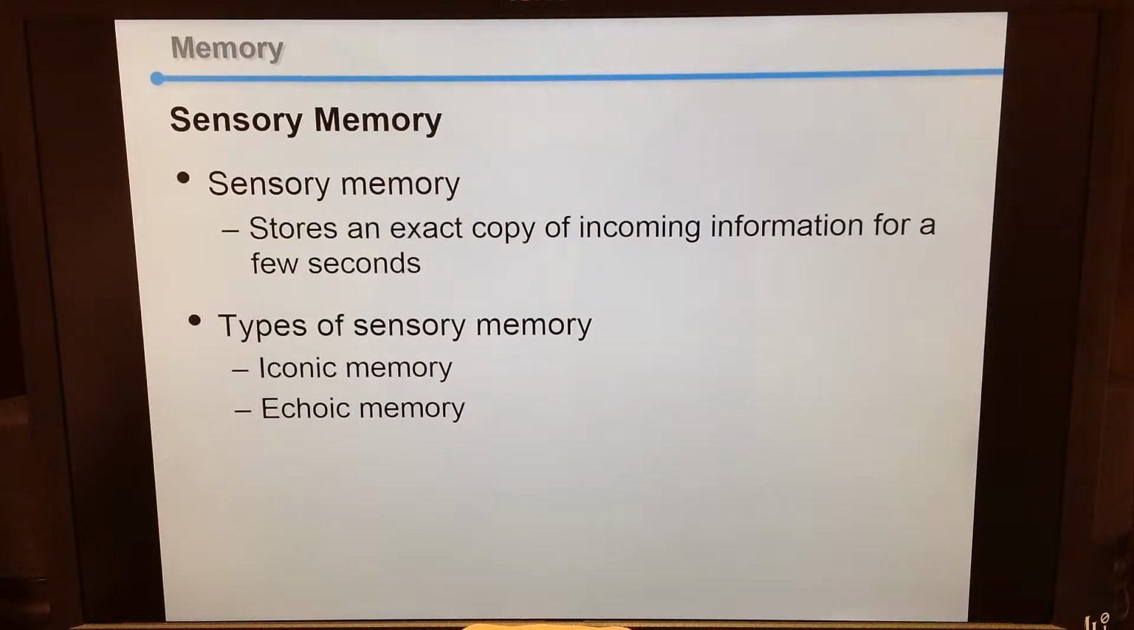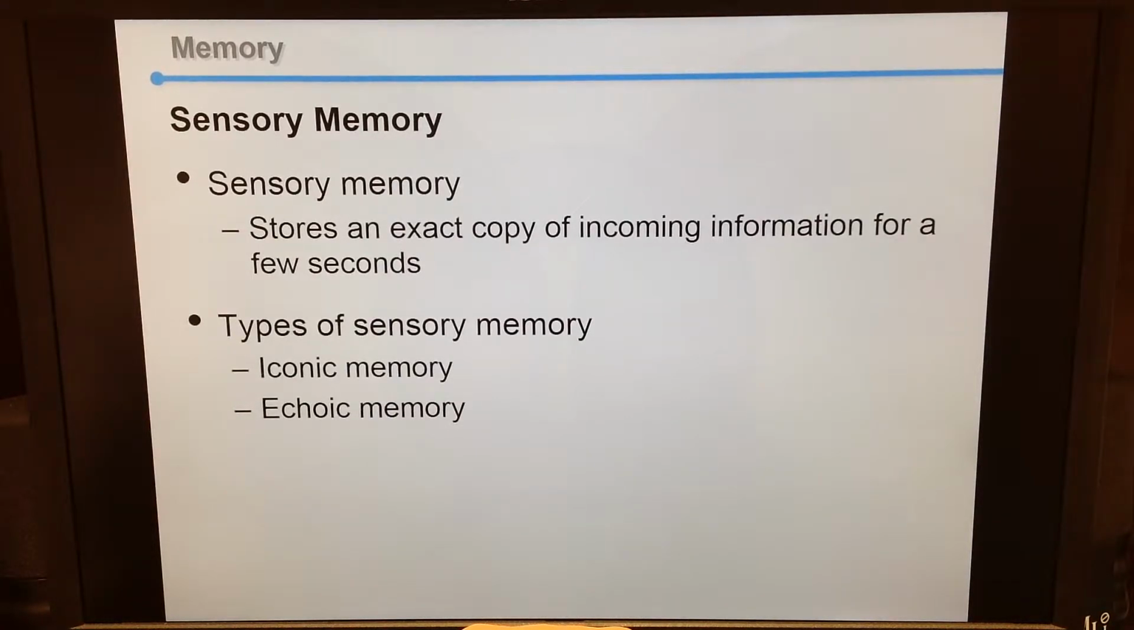So sensory memory, we begin with that first, and sensory memory stores an exact copy of incoming information for simply a few seconds. Most of us don't even realize that we engage in sensory memory. It's normally unconscious, and it only takes a few seconds. Now, there are two types of sensory memory: iconic and echoic.